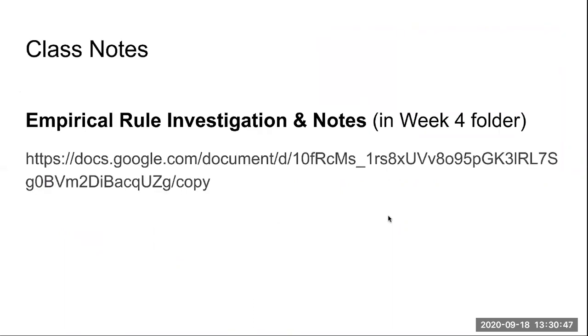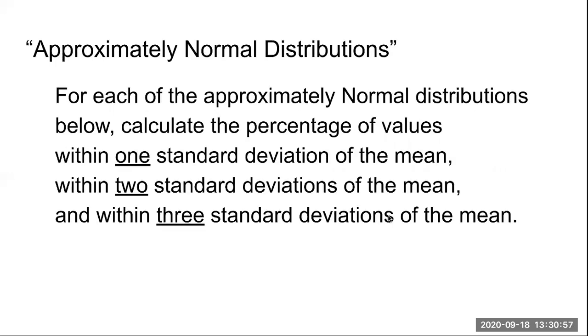In the previous class, I provided you this link on the empirical rule investigation. It's in the week 4 Schoology folder, so if you want to check that out, you can follow along in your notes. But I'm going to give you 3 approximately normal distributions, and for each of them, we're going to calculate the percentage of values within 1 standard deviation of the mean, within 2 standard deviations of the mean, and within 3 standard deviations of the mean.